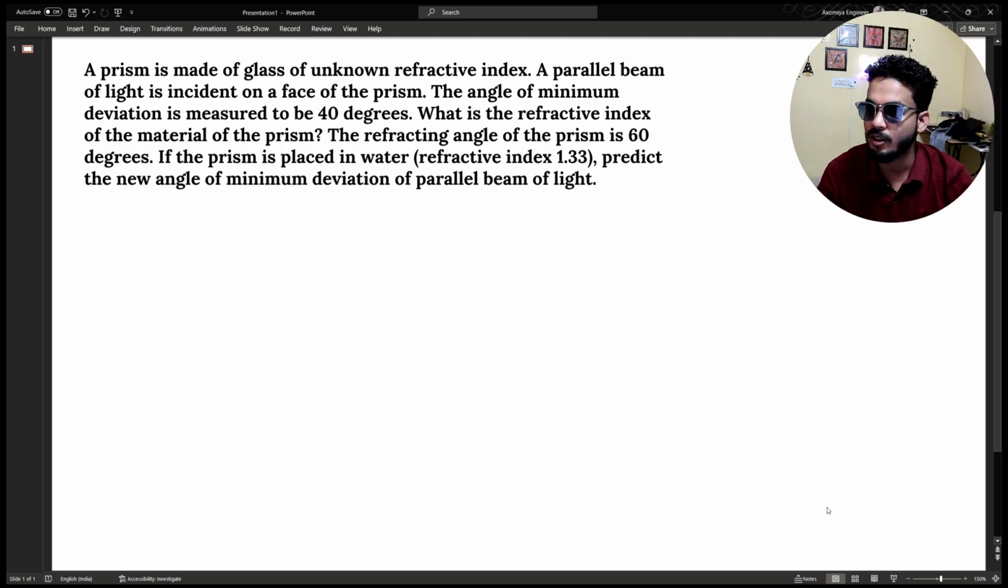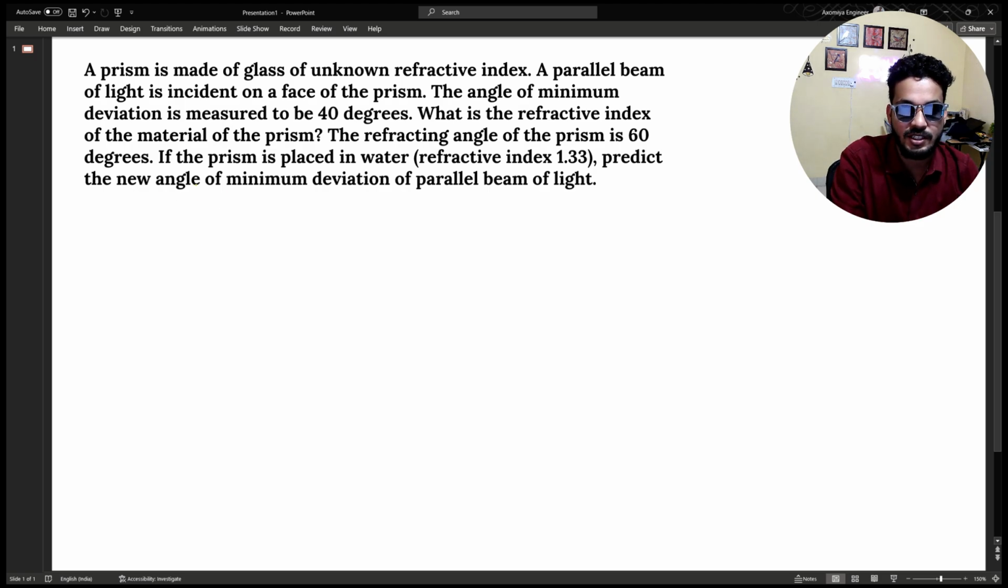Hey guys, we have an optics question, right? The question is based on a prism. It says that there is a prism made of glass of unknown refractive index. Remember, 1.5 is something that is most of the time given in the question, but for this question we have an unknown refractive index of the glass.